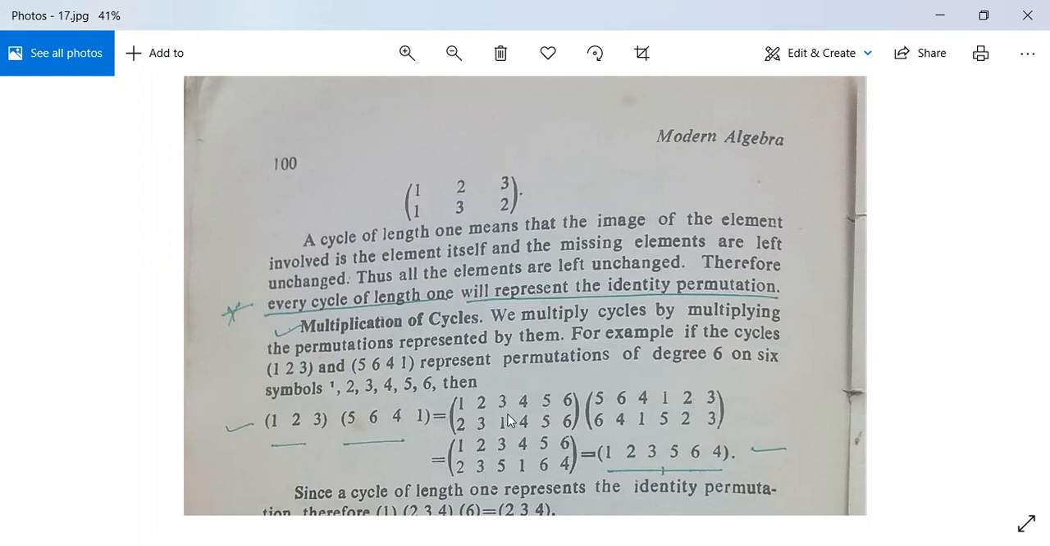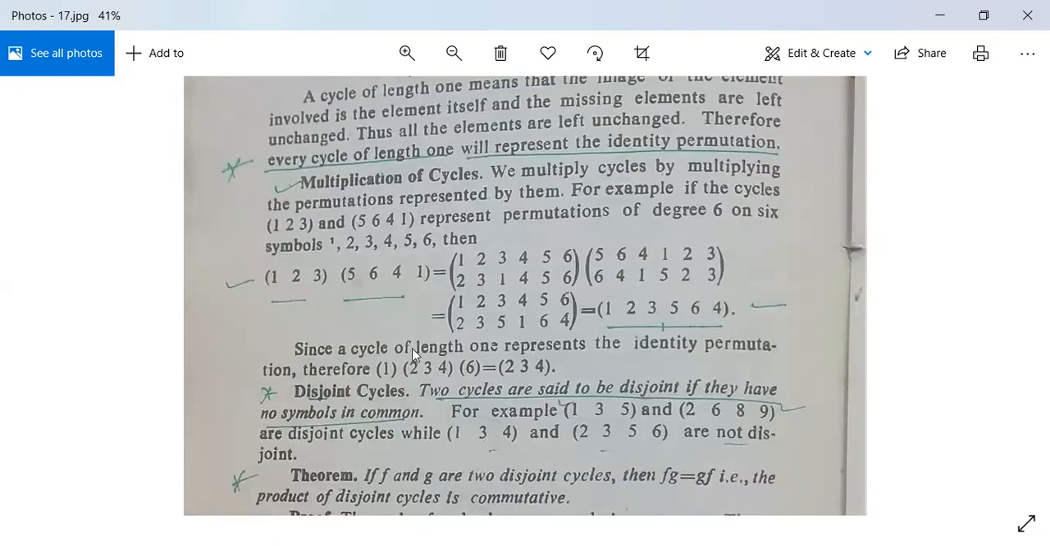Right here 3. 3 goes to 1, 1 goes to 5. Right here 5. 4 goes to 4, 4 goes to 1. Right here 1. 5 goes to 5, 5 goes to 6. Right here 6. 6 goes to 6, and 6 goes to 4. Right here 4. So it is (1, 2, 3, 5, 6, 4). This is your cycle after multiplying these two cycles.